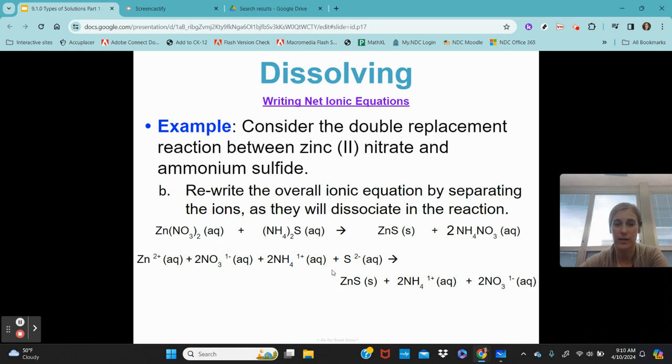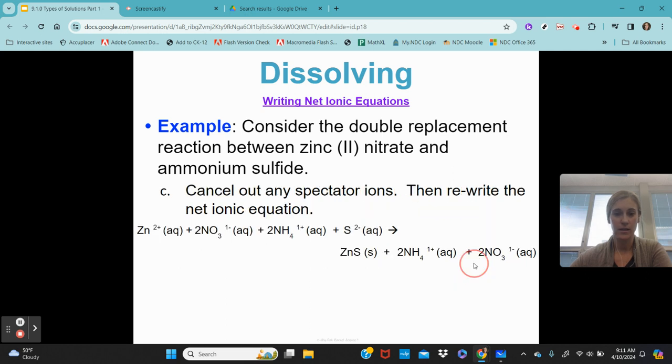Now, this is called my complete or overall ionic equation because we showed everything. The point of this is to show what's happening in solution. What we're going to do now is cross out our spectator ions or underline them. I usually just underline mine. The spectators mean they're not participating, so they remain soluble on both sides, whatever didn't create zinc sulfide. So we have ammonium and nitrate. Notice ammonium and nitrate look the same on both sides. So these are crossed out or underlined, however you want to do it.